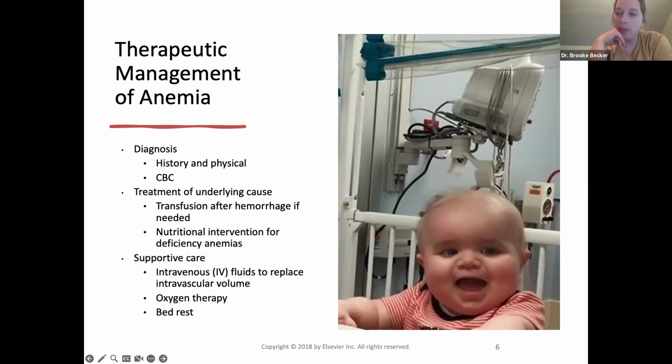Okay. Oxygen may need to be given. Bed rest may need to be implemented because of the decreased oxygen that goes along with anemia. Okay. Good.